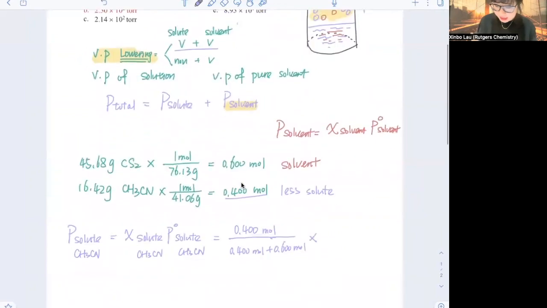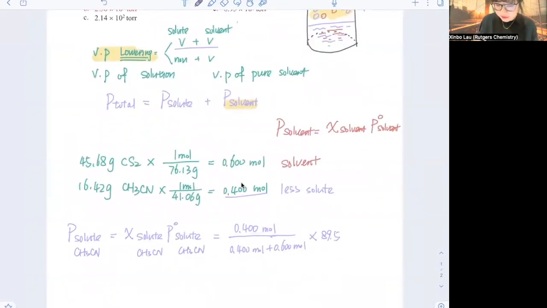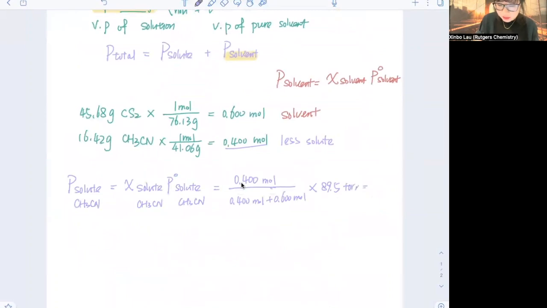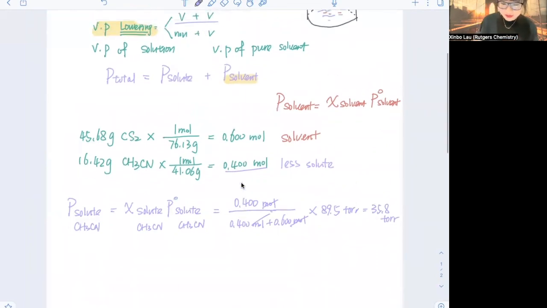That will be 89.5. Don't forget to pay attention to the units, torr. Look, mole cancels out. We are calculating the pressure, and we get the units as torr, which is the unit for pressure. That's awesome, right? So now I got 35.8 torr. Okay, now we're done with that part, the solute. Now we can do the solvent.